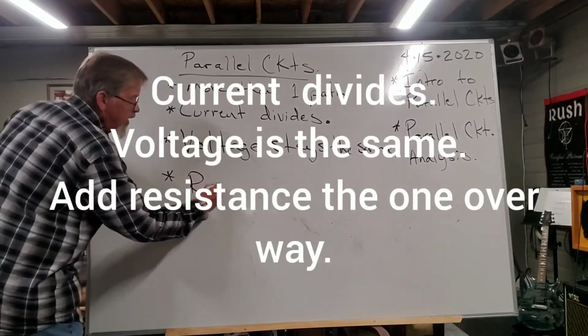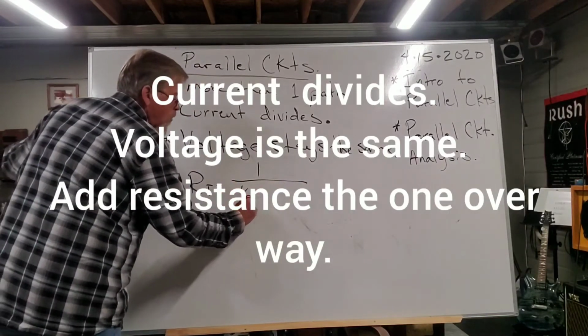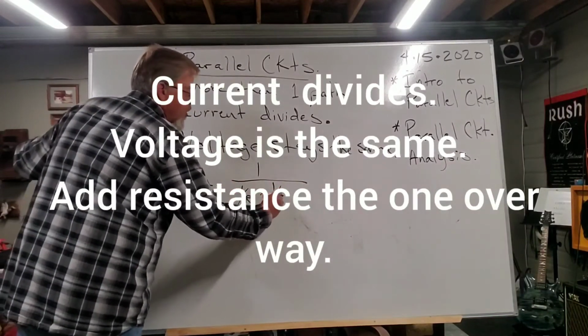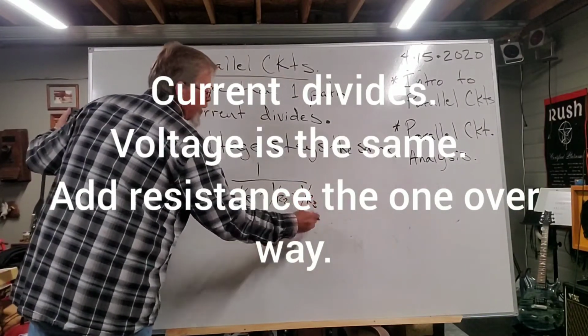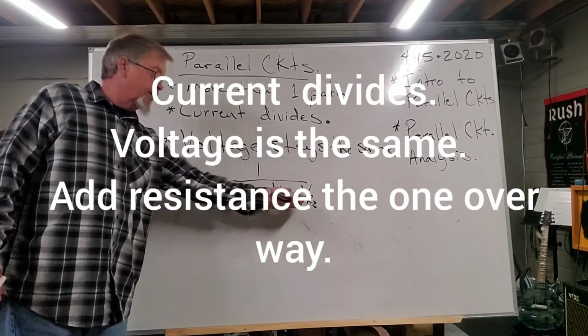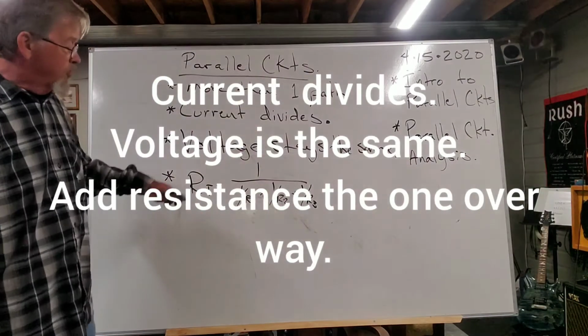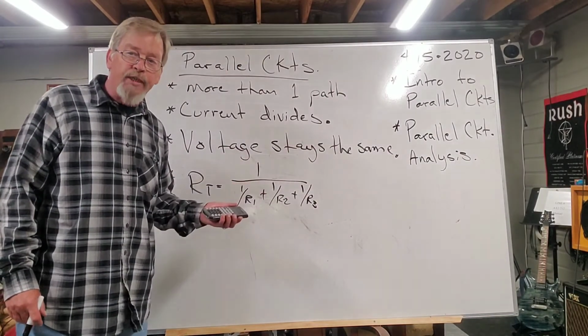Our RT equals 1 over R1 plus 1 over R2 plus 1 over R3. However many resistors I have in parallel, just keep chunking them on the end. Just remember to hit that last 1 over X key, okay?